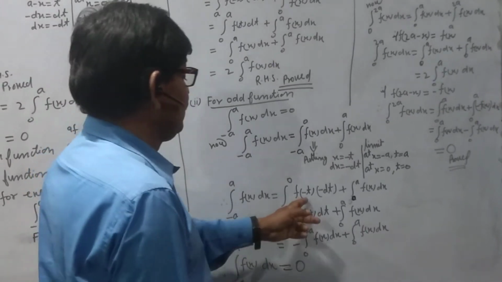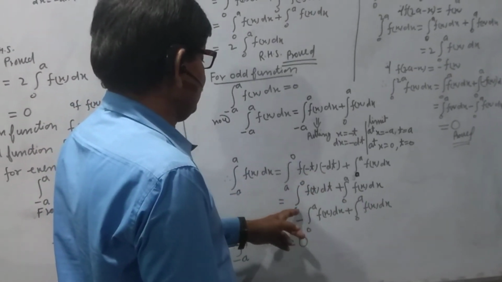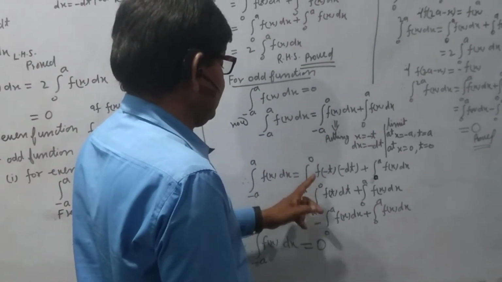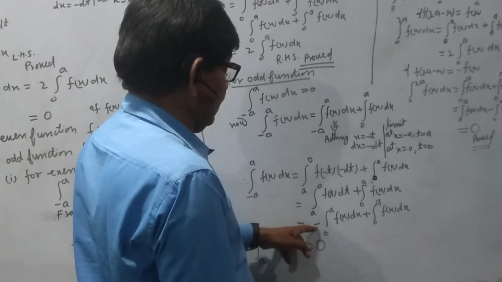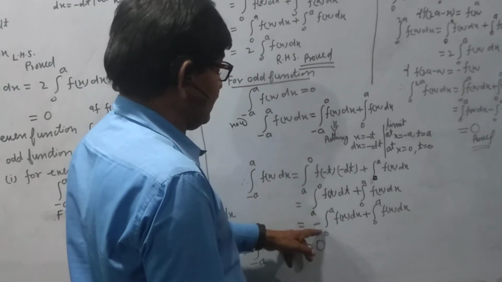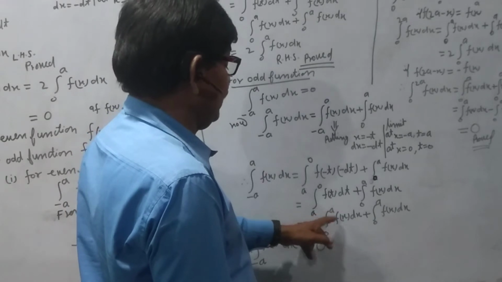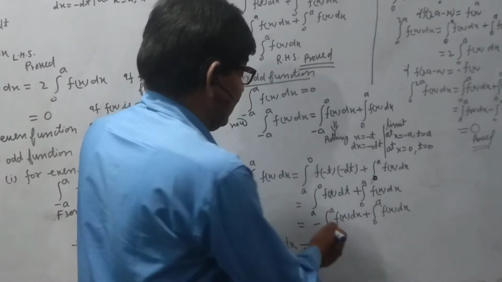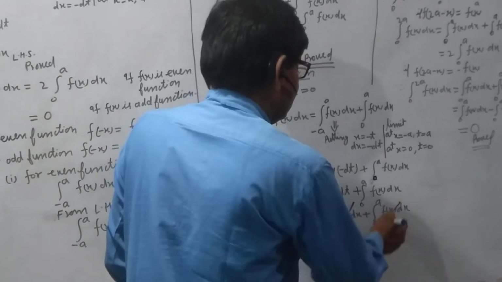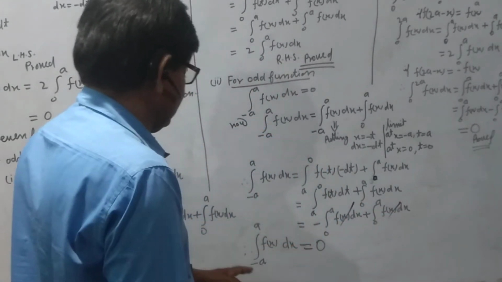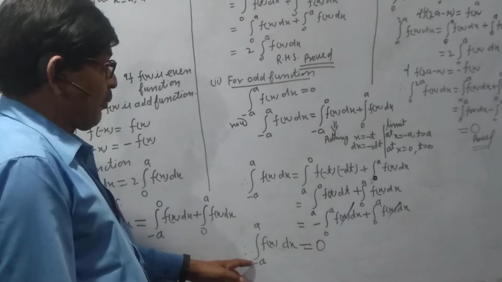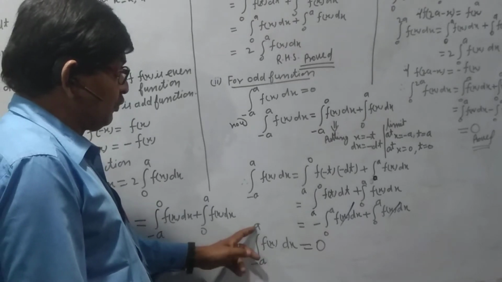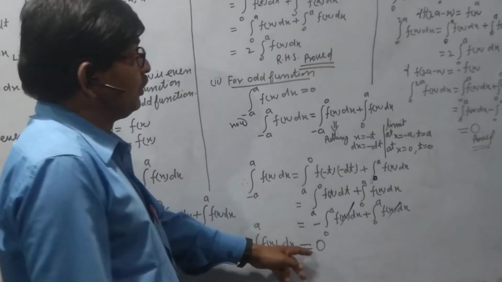Now this becomes positive a to 0, and changing the limits to 0 to a, we take the negative sign, so in this case minus the integral from 0 to a of f(x) dx plus the integral from 0 to a of f(x) dx. This is minus and this is plus, so they cancel, and for an odd function the integral from minus a to a of f(x) dx equals 0.